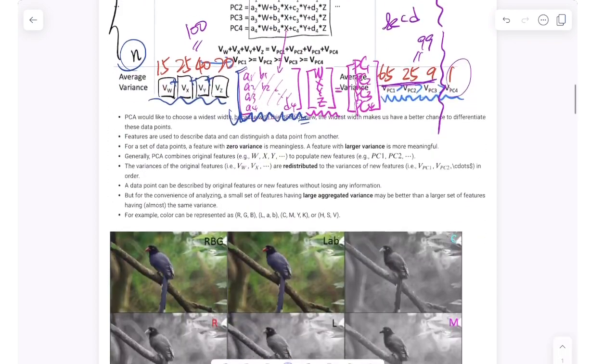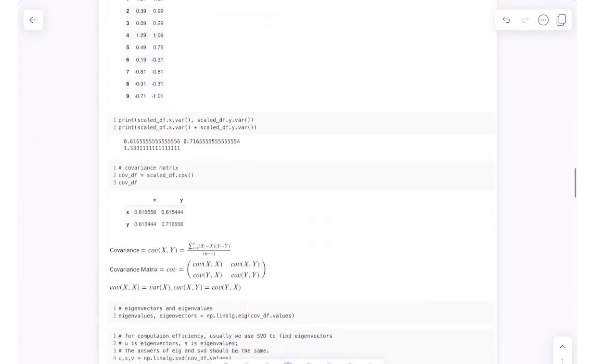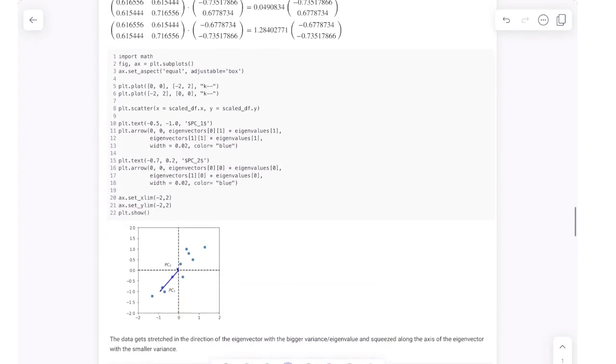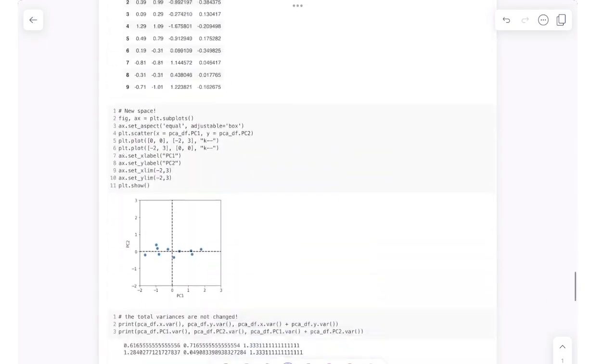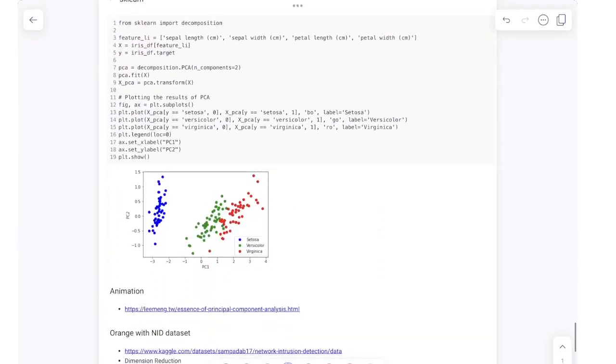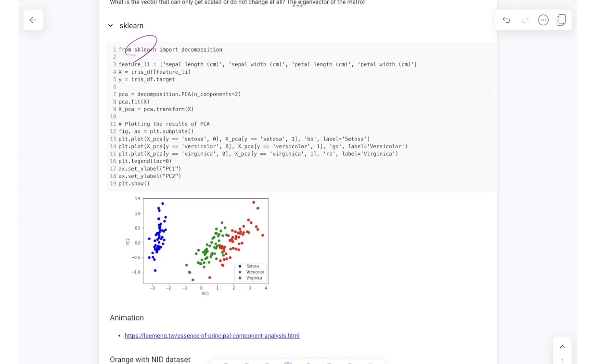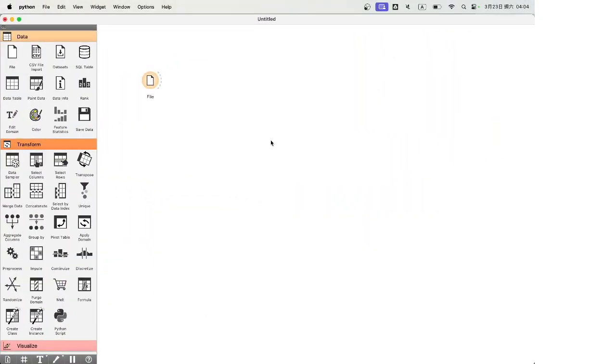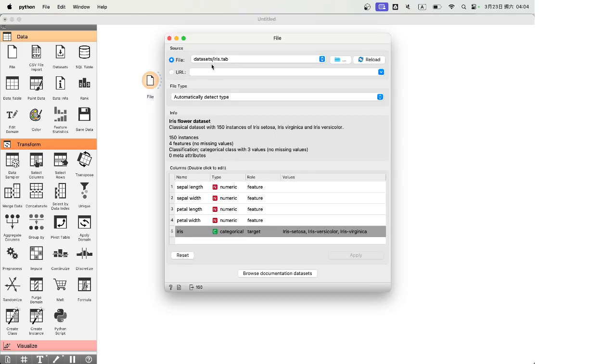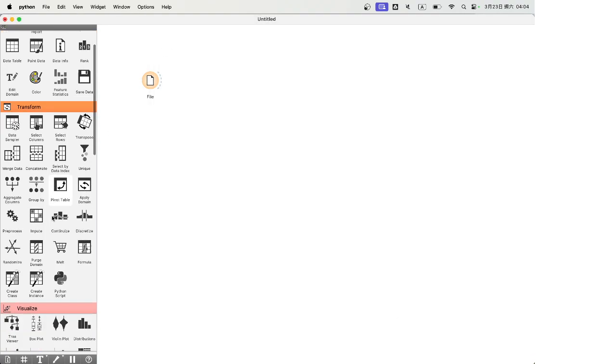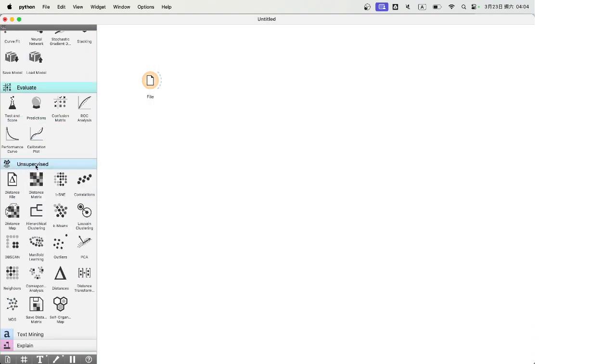If you are interested in how the mathematics works, you can take a look at this example. Of course, you can use sklearn to perform PCA and plot it, but I think it would be better to use Orange to present dimension reduction. So it is Iris, we have 4 features. Let's take a look at the unsupervised section. Here is the principal component analysis right here.